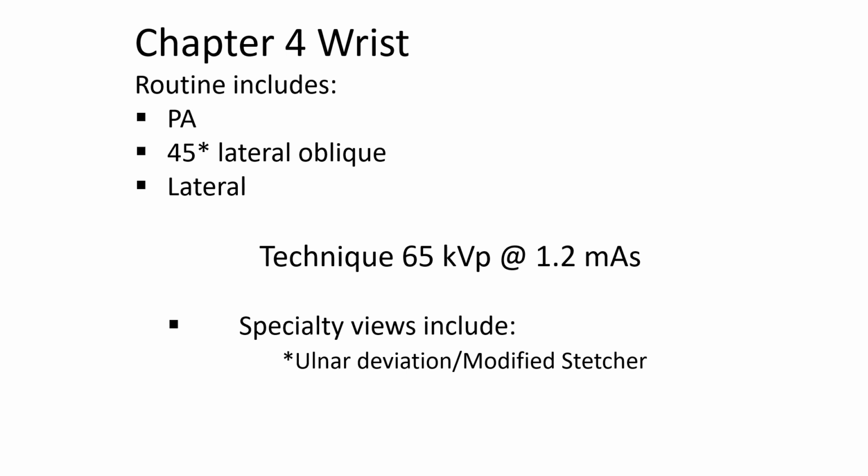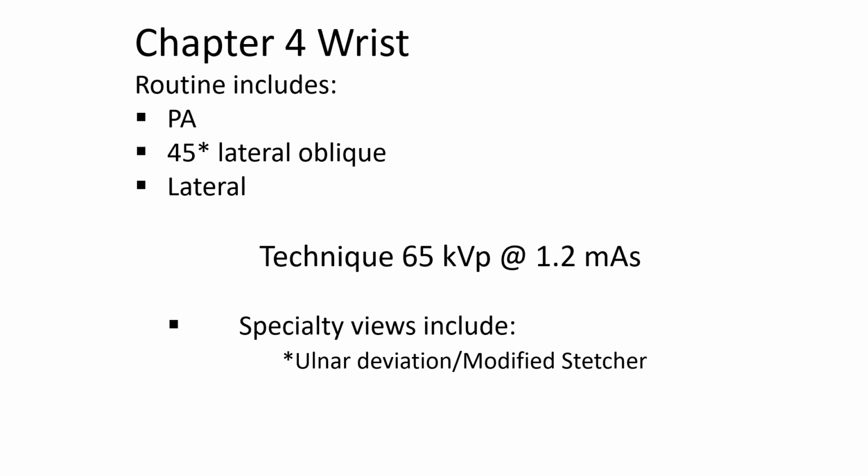Okay, so this is chapter 4 from the textbook of radiographic positioning and related anatomy, the 11th edition. This is actually a separate recording for wrist. So we will begin in the book in chapter 4. For a routine wrist, the views that are included would be a PA wrist, a 45-degree lateral oblique, and a lateral wrist.